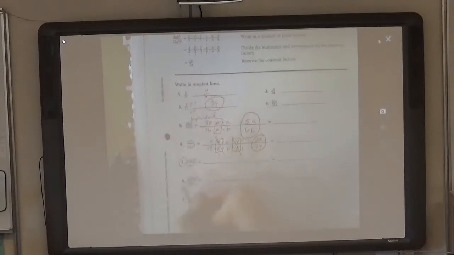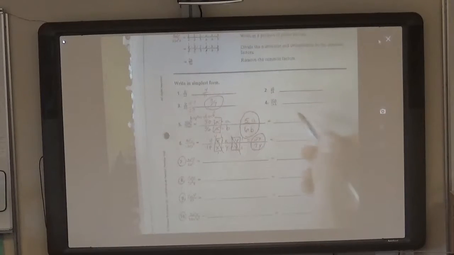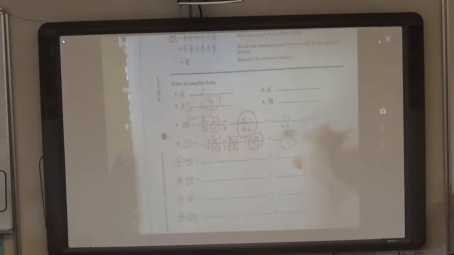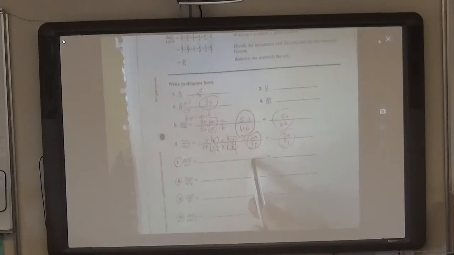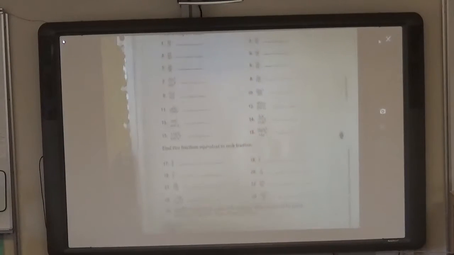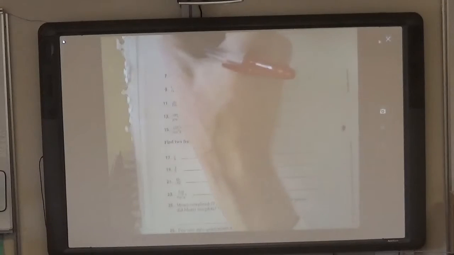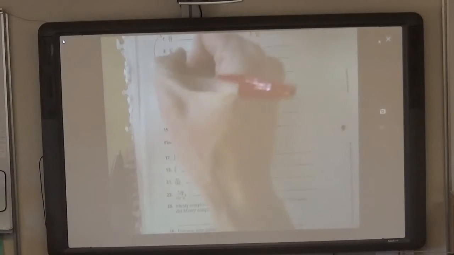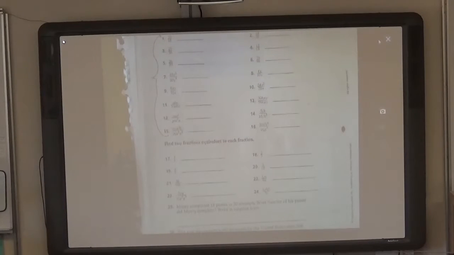Now, I want you to do 7, 8, 9, and 10. This is where you can write the answers. So you can write 5a over 6b right here, and 2x over 7y here. Use this line for expanded form, and then write those in simplified form. Okay? Then, do this column as well. So you've got about 5 minutes here. Let's do these.